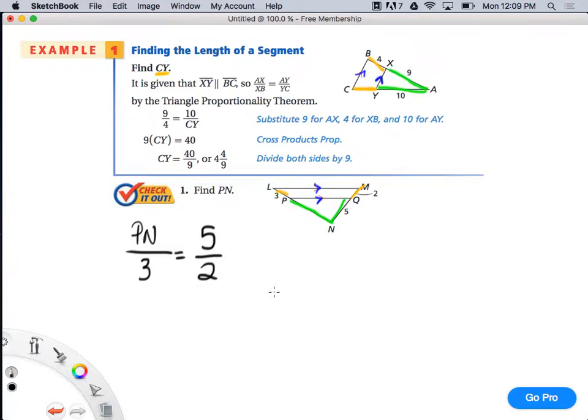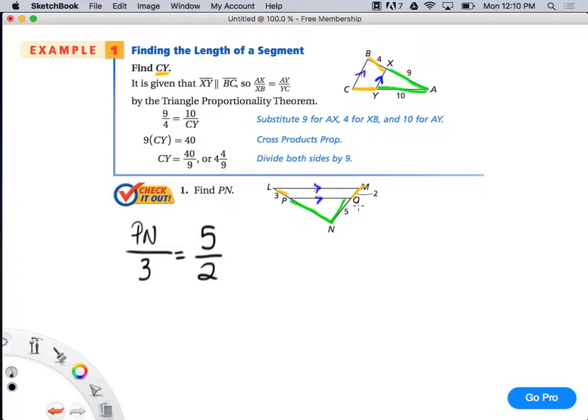If you did 3 over Pn, then that would be equal to 2 over 5. Do you guys see this? You could do it the other way too, but this is the way I'll do it. It doesn't always have to be that way. The point is, I could do 3 over Pn equals 2 over 5, or 2 over 5 equals 3 over Pn. That's fine. Or you could do Pn over 3 equals 5 over 2. Either way is fine.